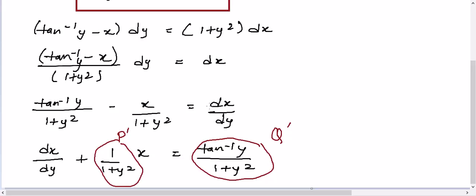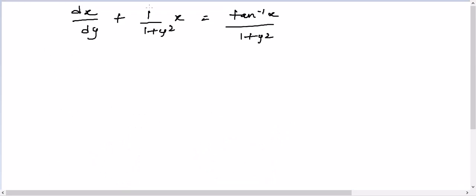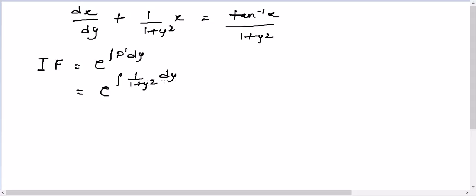Now we'll find the integrating factor. So what is the integrating factor? The integrating factor value is e to the power integral of P dash dy. Why is it dy? Because our linear differential equation is in the form of dx by dy, so P is a function of y, and we will integrate in terms of y. So P dash is 1 over 1 plus y square, into dy.